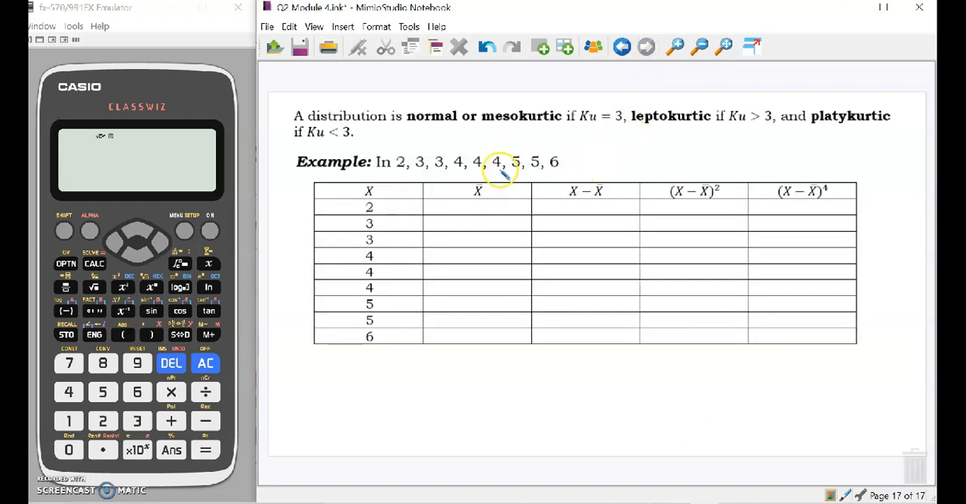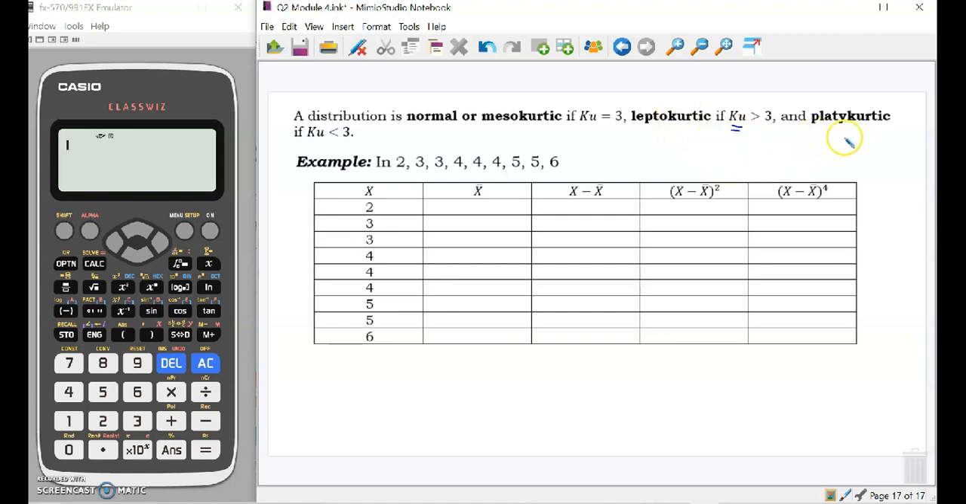So let's start. For instance, we have this distribution. To know whether the distribution is normal or mesokurtic, the KU, the measure of kurtosis that we're going to solve for, should be equal to 3, or can be rounded to 3, so that we can identify it as mesokurtic. If the coefficient of kurtosis is greater than 3, then it's a leptokurtic distribution.